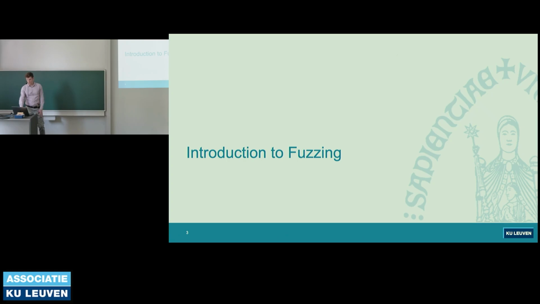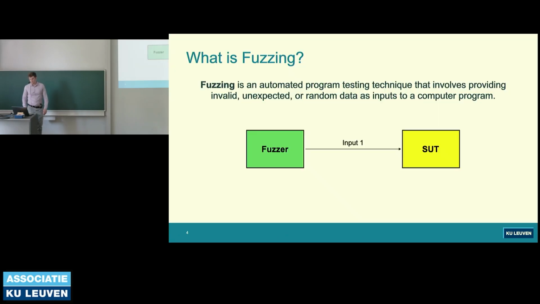So let's start with the introduction to fuzzing. What is fuzzing? Fuzzing is a way to test a program in an automated way by sending different kinds of inputs, which can be invalid, unexpected, or random, to the computer program. And by computer program, I mean anything that takes any kind of input. It can be an IoT device, it can be a mobile phone, it can be software running on your laptop. It can be anything.